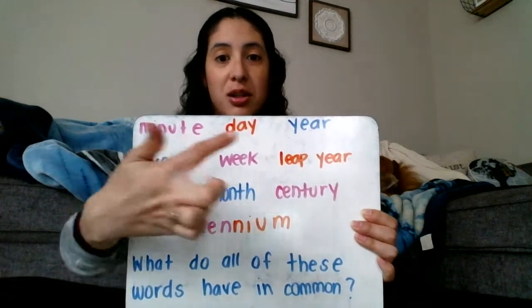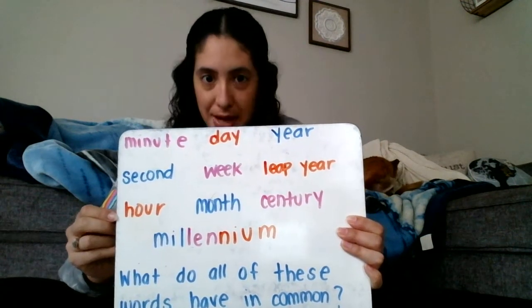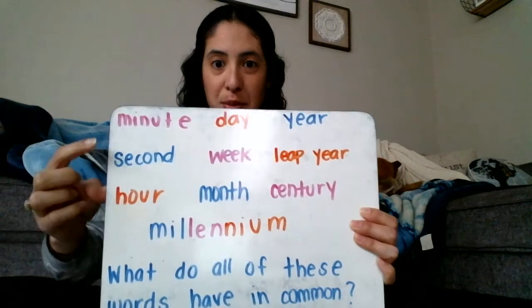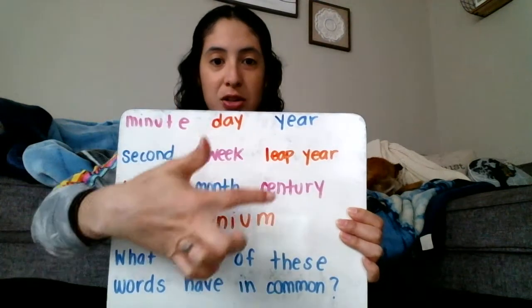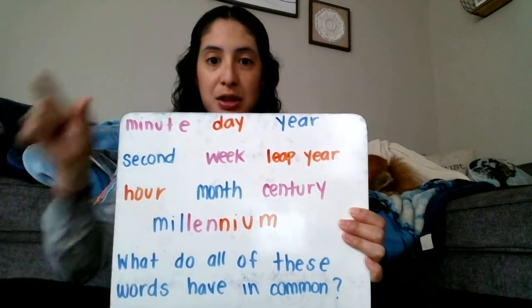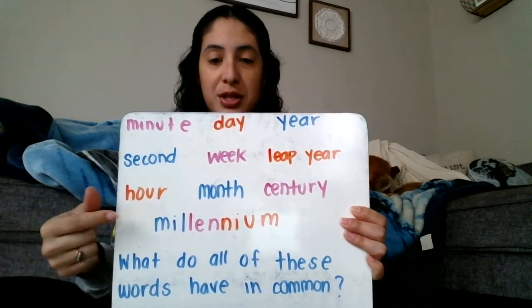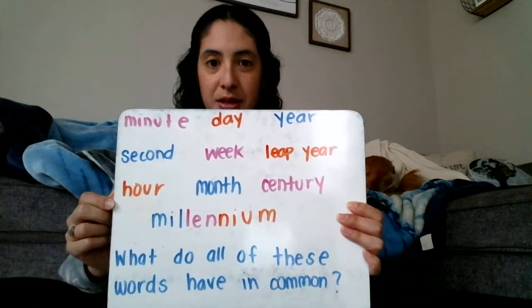Okay, so all of these words have to do with measuring time. So remember these words, because on the next board that I'm going to show you, it's all of these words and most of them are abbreviated. That means that the shorter version of the word is written down instead of the entire word. Okay, got it? Okay.